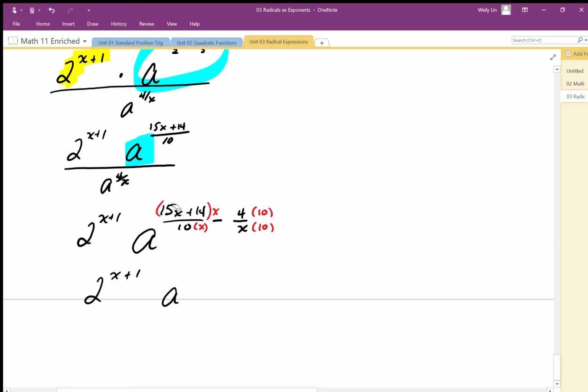And so I end up with 15x squared plus 14x minus 40. There's my numerator that I can all have under the common denominator of 10x. So there it is. There is my final answer here. And now I have this really complicated looking exponent. However, it's all consistent with all the rules that I know for exponent rules and adding and subtracting fractions.